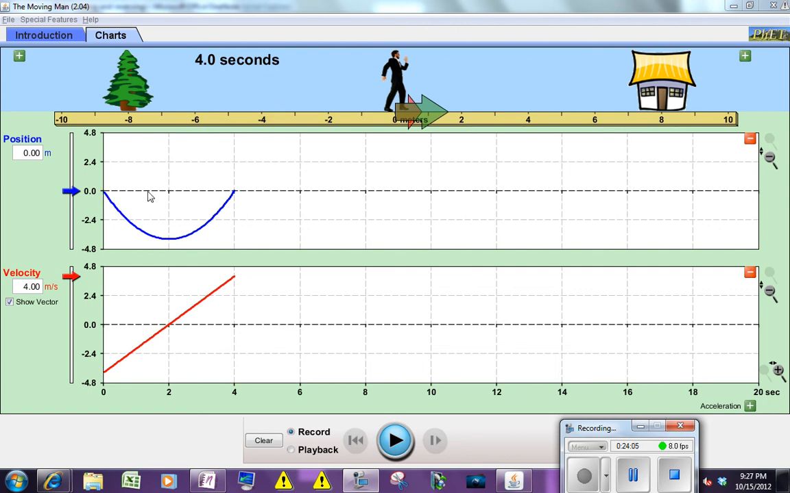Similarly on the VT graph, the acceleration is given by the slope, the change in velocity over time. The slope is a positive slope, a positive change in velocity. You can see that it's a positive acceleration.